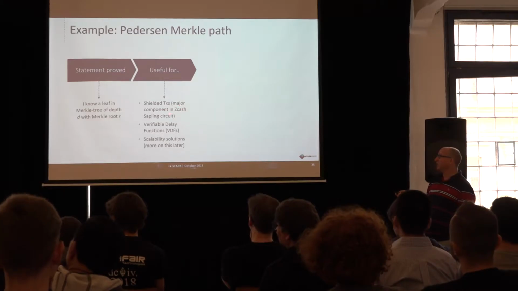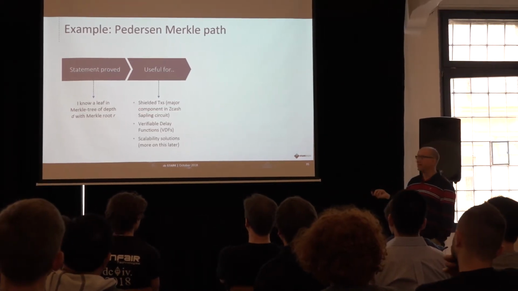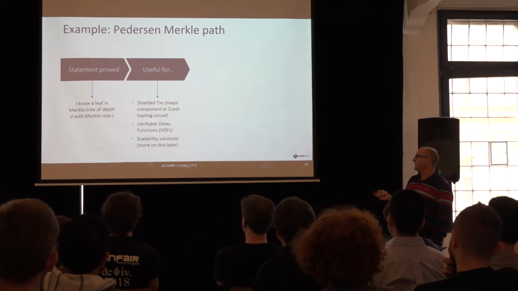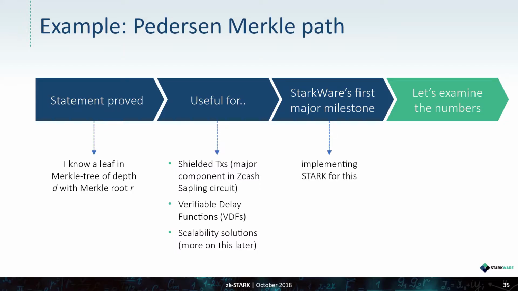It's the main component in the shielded transactions of Zcash, both in the Sprout circuit and in the Sapling circuit. It is also useful if you want to work with verifiable delay functions based on repeated invocations of hash. A lot of the scalability solutions that will be discussed later on today have at their core the process of showing correctness of authentication paths in Merkle trees. So it's a very interesting first milestone.